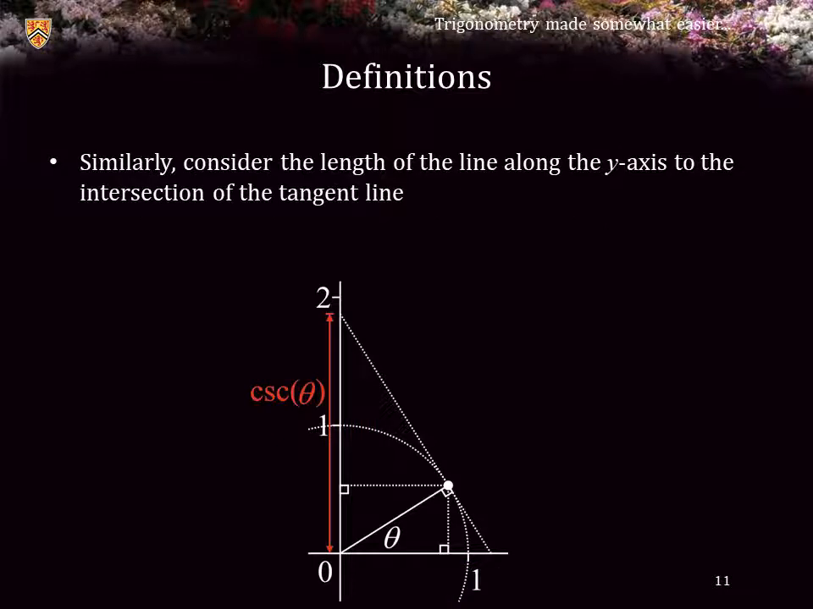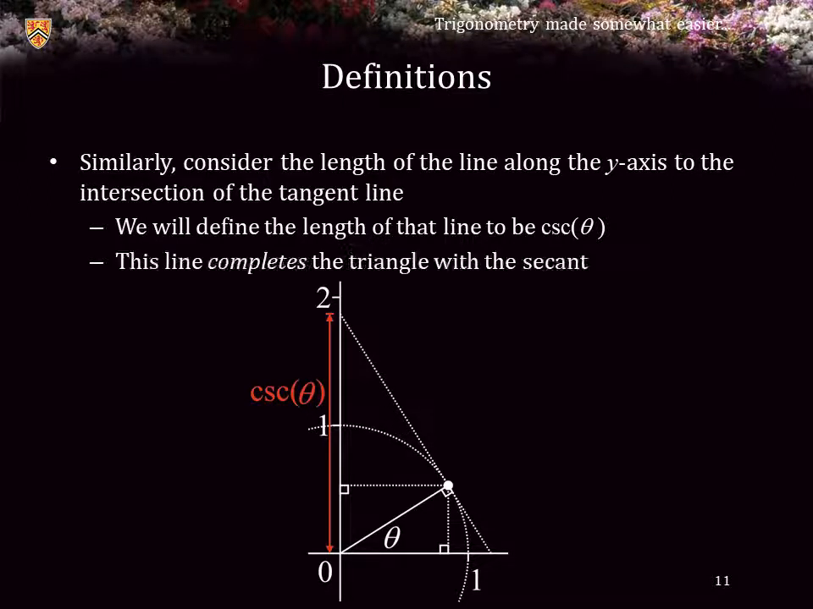Similarly, consider the length of the line that follows the y-axis from the origin until the intersection of that tangent line. We will define that length to be cosecant of theta. That is, it is the complementary secant, and it is the line that completes the triangle together with the secant line.